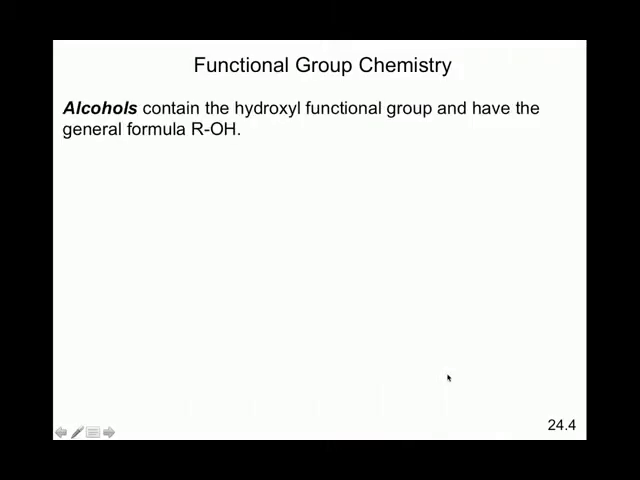All right, so first we'll take a look at the alcohols. Now the group is called the hydroxyl group. And the OH here is not the same as OH in NaOH. There the OH is an ion, but here it's not.